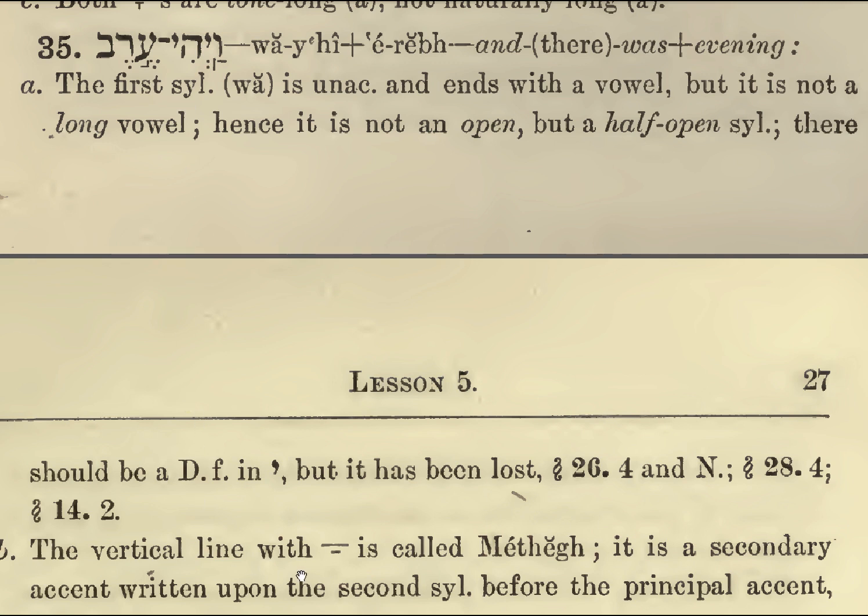The vertical line here is called a meteg, and it's a secondary accent, and it's written on the second syllable before the main accent. So here's the main accent, and then we count back 1, 2, and it's in the second syllable before the main accent. So here it's on the first syllable of the word. Vayehi ngereb.